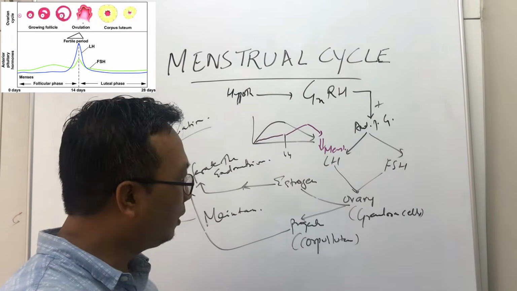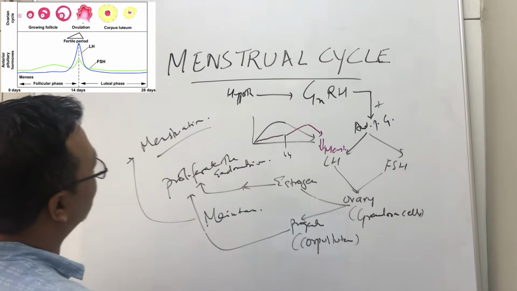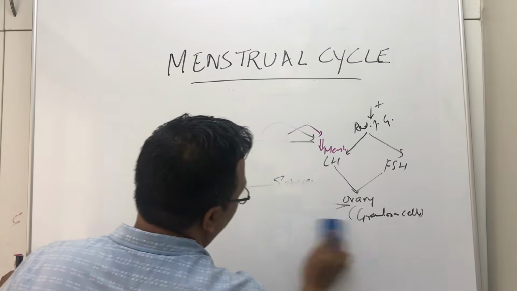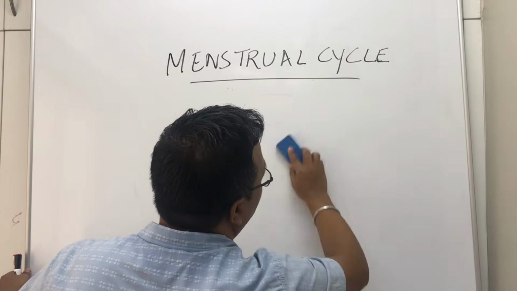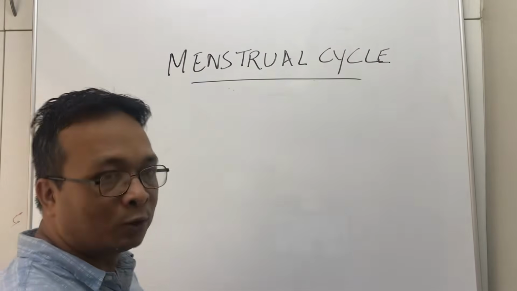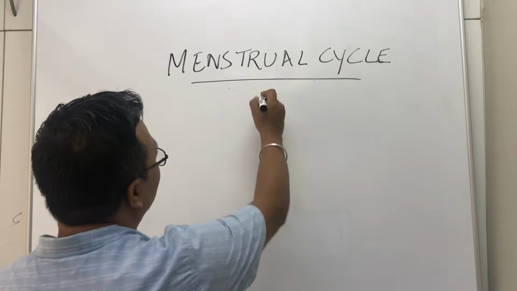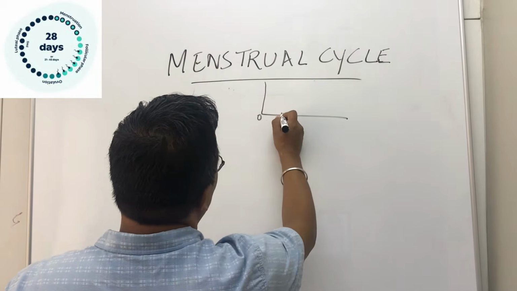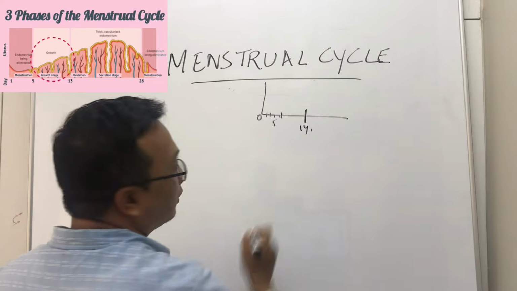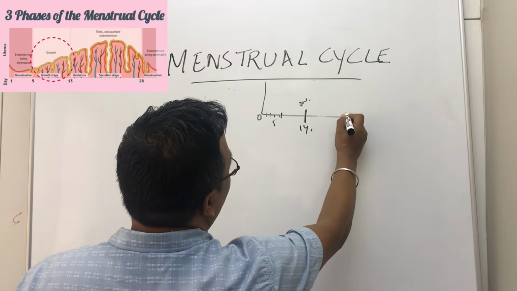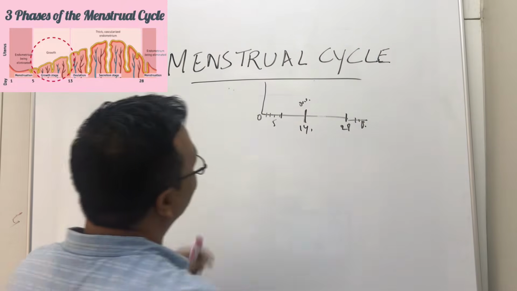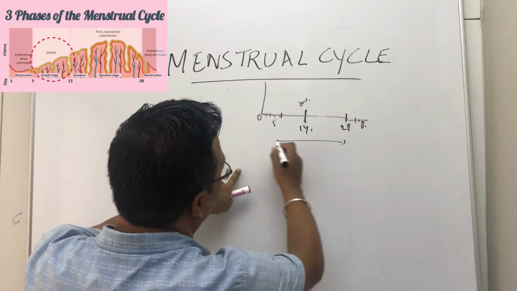So today we are going to understand some of the terms related to the menstrual cycle. To begin with, the menstrual cycle has 5 days of periods, and then on the 14th day there is ovulation, and after 28 days there is again menstruation. So the menstrual cycle is a 28-day cycle, right?